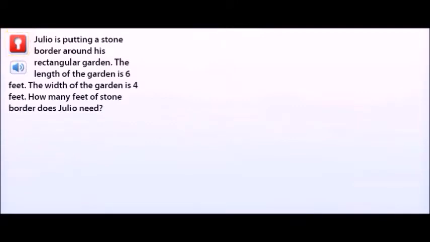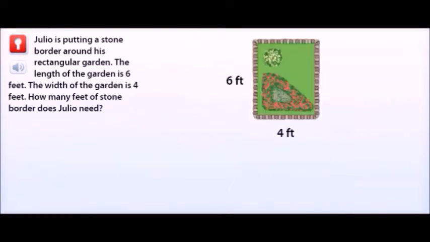The length of the garden is 6 feet. The width of the garden is 4 feet. How many feet of stone border does Julio need? To find how many feet of stone border Julio needs, we have to find the perimeter of the garden. The perimeter is the distance around the shape.